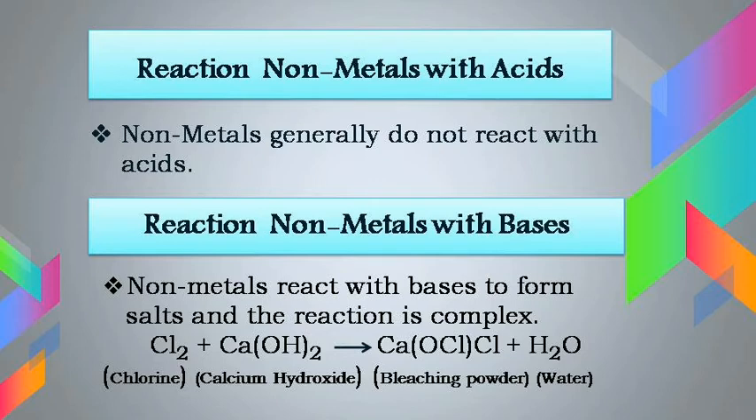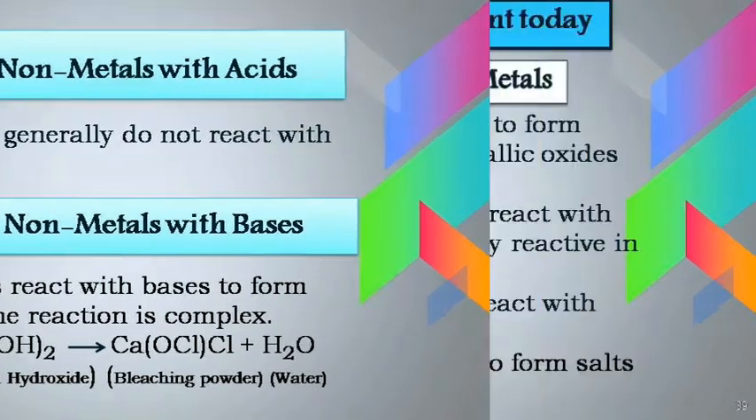We have the example where Cl2 plus Ca(OH)2, where Cl2 stands for chlorine, that is the non-metal. When it reacts with Ca(OH)2, that is calcium hydroxide, which is a base, they give CaOCl2, that is bleaching powder, plus H2O, that is water.